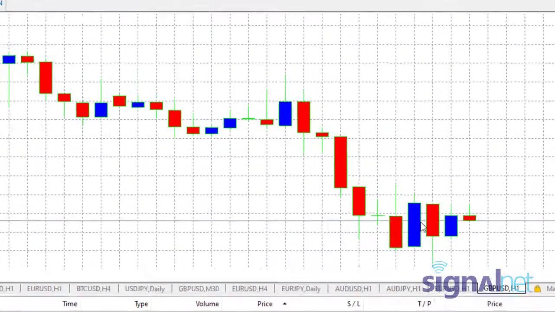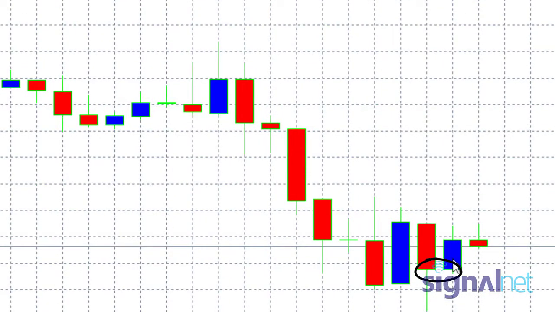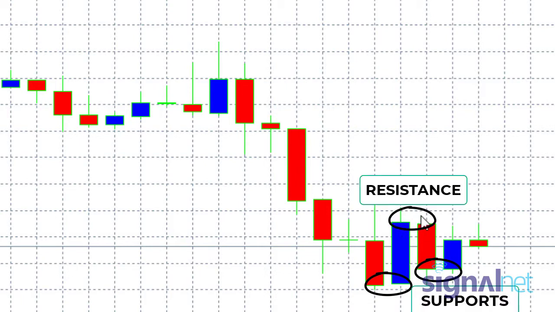Then this one below, we had a sell, then we had a buy, so this is also a turning point. The same thing with this one here. This is also a turning point. So we had a sell and a buy. This one will be considered a support, while this one was a resistance. I hope you're following.